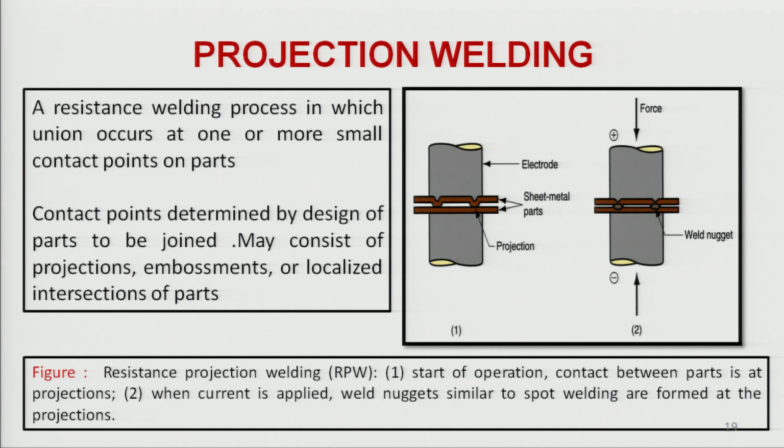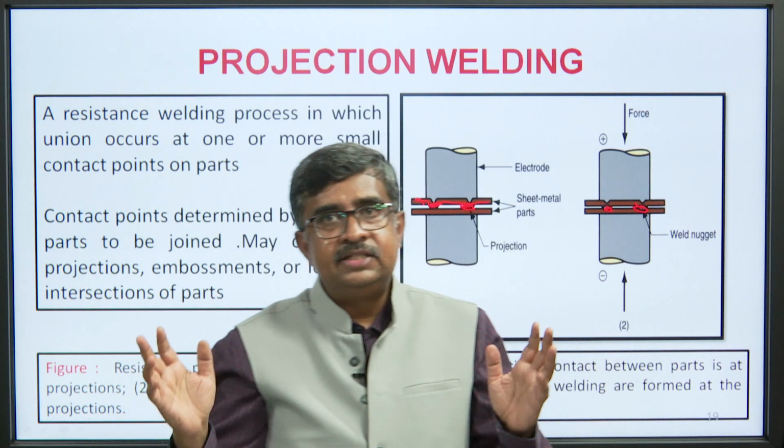In projection welding, here the projections are already made on the workpiece, done manually, and then that workpiece is brought in a lap manner between the electrodes and the force is applied. As a result, the weld nuggets are made and the welding is done.